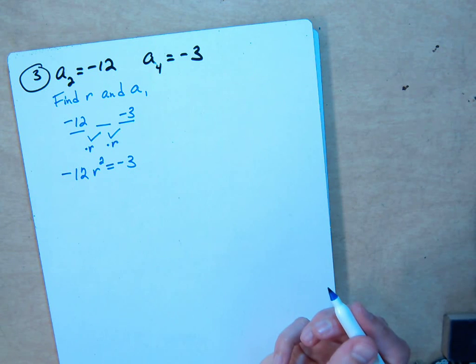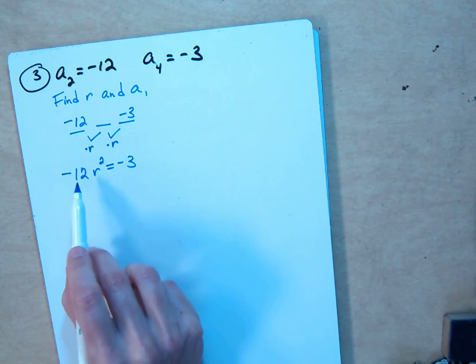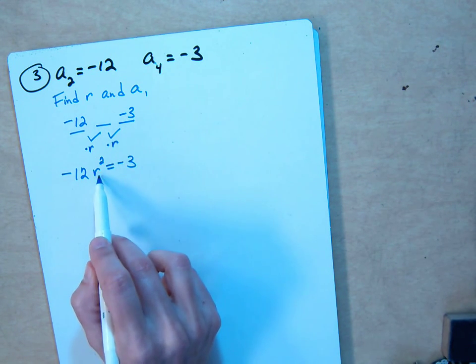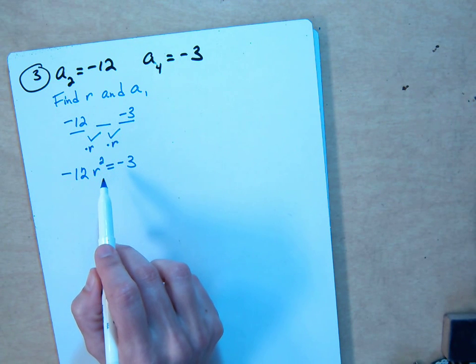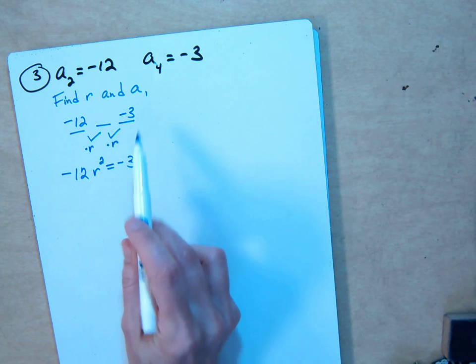Do you see how I wrote an algebra equation to solve for r? Let me say one more time. If you start with negative 12 and you multiply times r twice, which is r squared, that's what it means to multiply by something twice, you get, which is the equal symbol, negative 3.